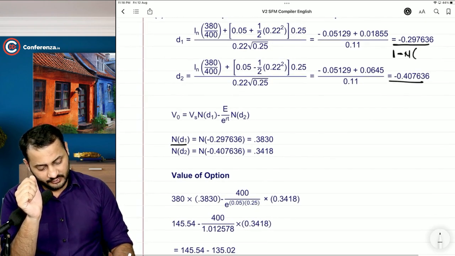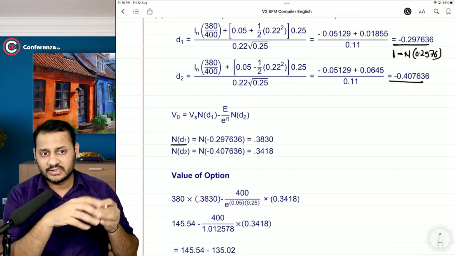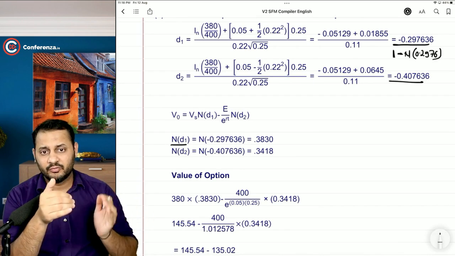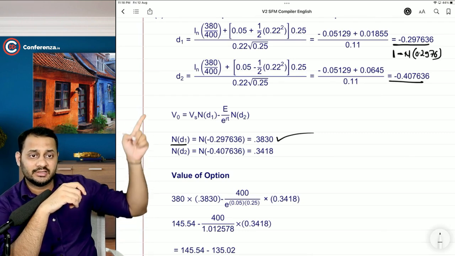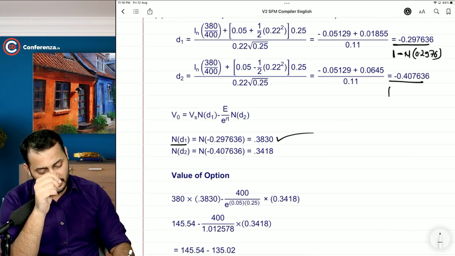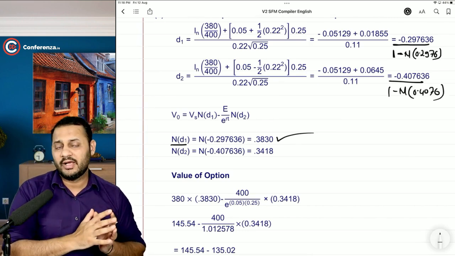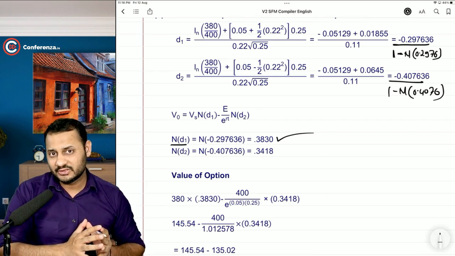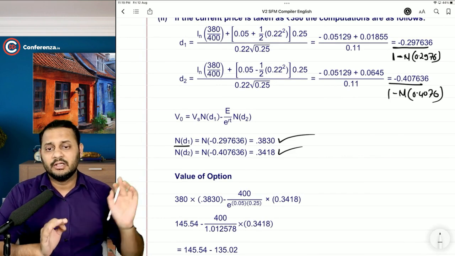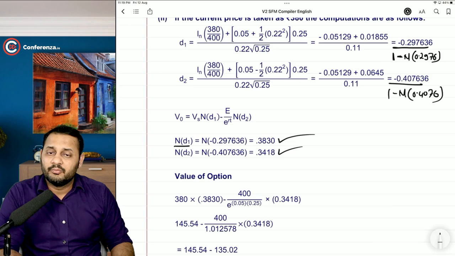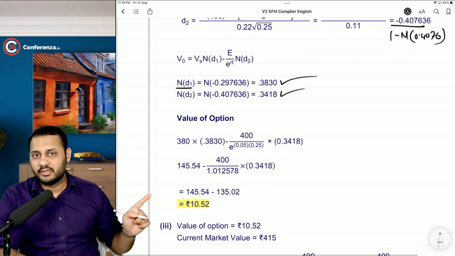1 minus N in bracket 0.2976. So calculate the normal probability of 0.2976 as if the figure is positive and deduct it from 1, you will get 0.3830. They have done it directly, but this is how we have to do it. In this case also, 1 minus N in bracket 0.4076. Calculate the positive value of the normal probability of 0.4076, deduct it from 1, you will get these values. That's it. Simple and plain enough. Try once and let me know if you are facing any problem. Rest of the question is the same. This is 10.52 that you are talking about.